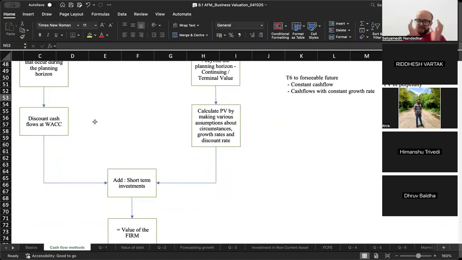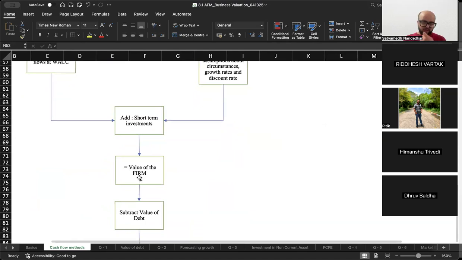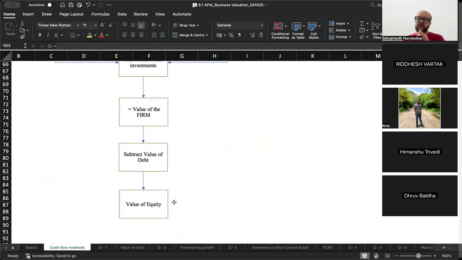So add the two together. From that, subtract the value of short-term investments where the firm has deployed its money outside the organization. You will get value of the firm. From that, you subtract the value of debt. In most questions, they will give you the market value of debt. Subtract that, you will get value of equity.